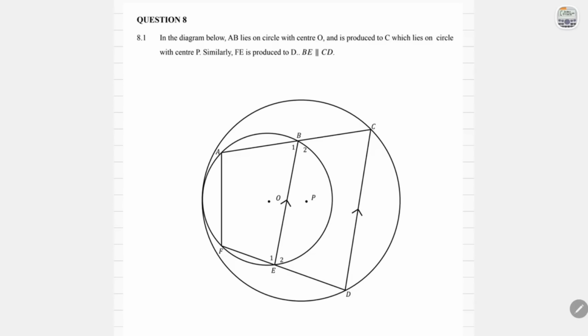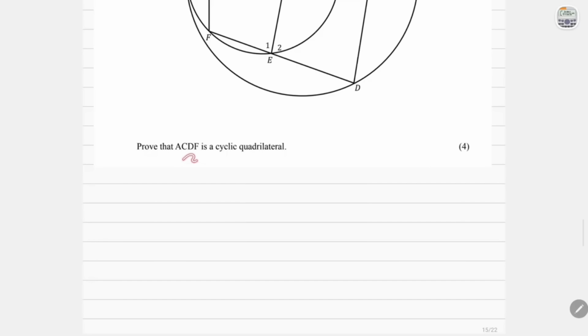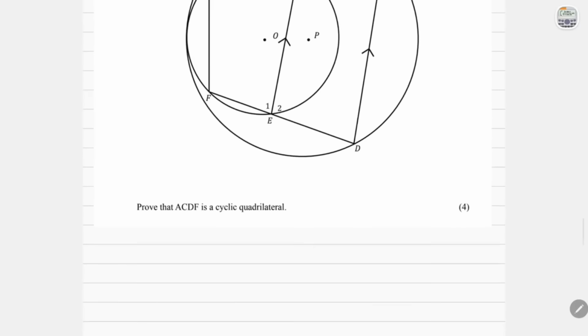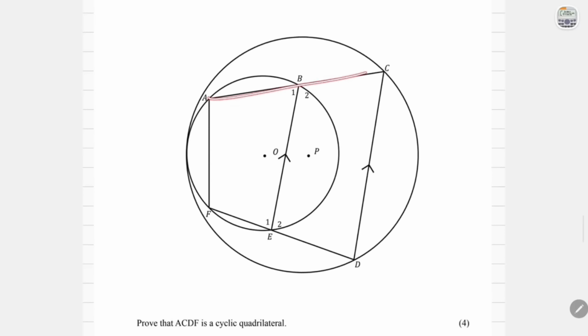Question 8, 8.1 says, AB lies on circle with center O. So that's this circle over here, this smaller circle. AB is produced to C, which lies on the circle with center P, the larger circle. Similarly, FE is produced to D. BE is parallel to CD. And they want us to prove that ACDF is a cyclic quadrilateral. So ACDF. Let's highlight that.